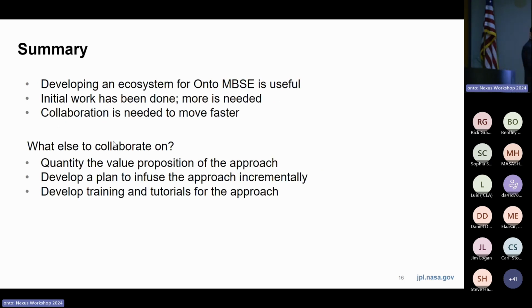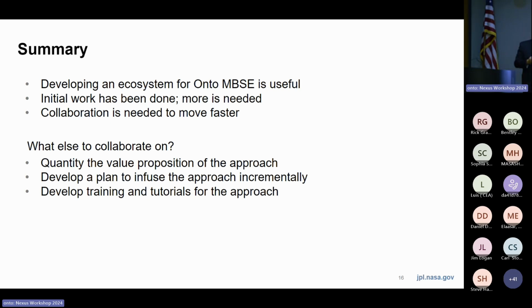Okay, so in summary, I want to say that the point of this deck is to say we need to start working as a community to build an ecosystem that we can all contribute to, and build on each other's work. If every group worked alone, we will not get there. We cannot evolve and move faster.